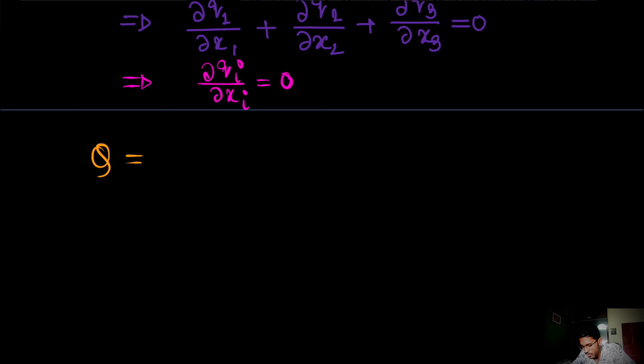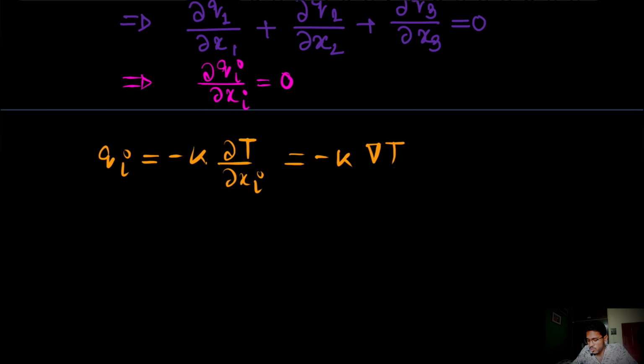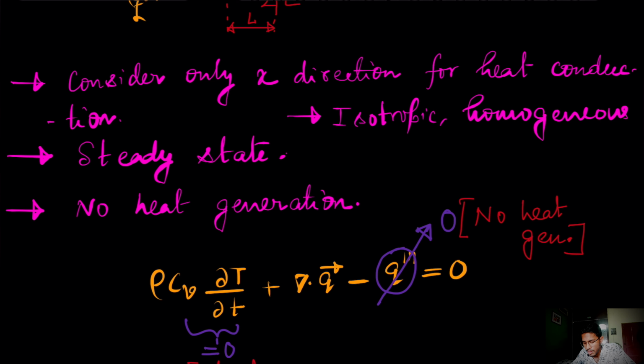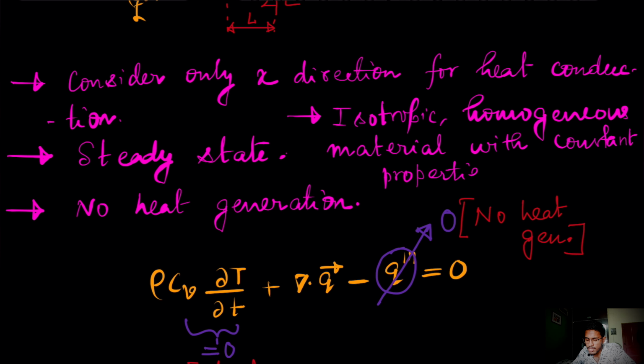Qi is equal to minus k del T del xi. That is q is equal to minus k grad T, and this is true only for an isotropic material. So obviously in this problem, let me just write it, that is isotropic, homogeneous material with constant properties. Generally the thermal conductivity will change with temperature, but here it will not be a function of temperature.